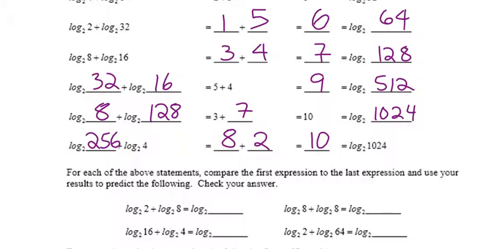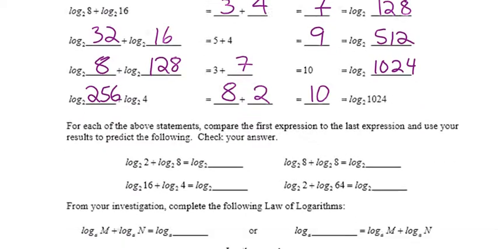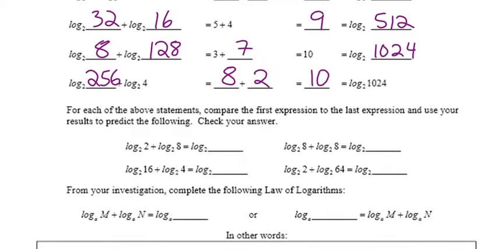For each of the above statements, compare the first expression to the last expression and use your results to predict the following, right? So log base 2 of 4 plus log base 2 of 8 is log base 2 of 32. Or log base 2 of 2 plus log base 2 of 32 is log base 2 of 64. And so on, right? So if we compare them, what's your prediction for log base 2 of 2 plus log base 2 of 8?